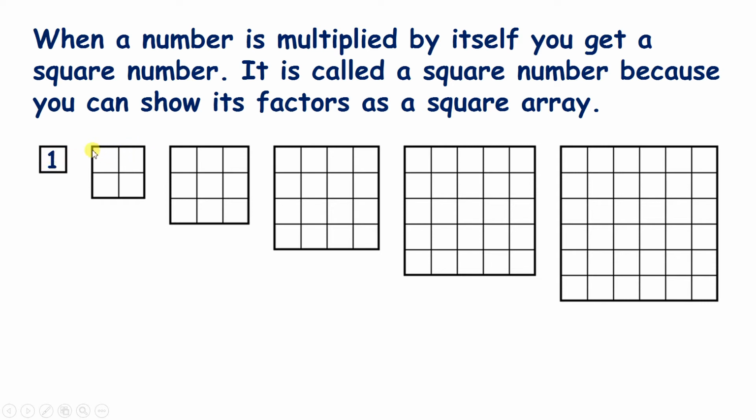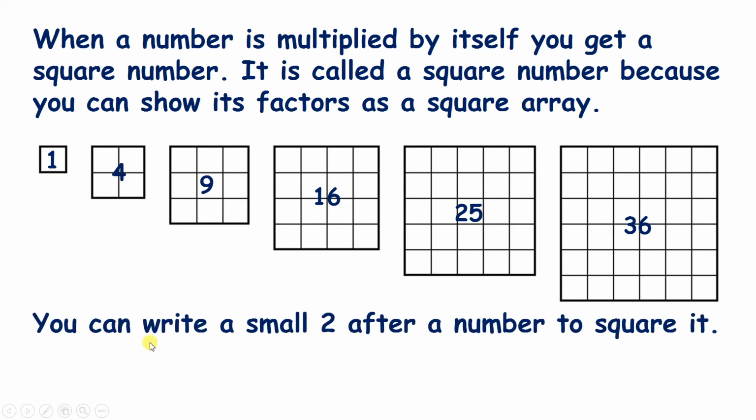Here we have a 2 by 2 array, which gives us 4 squares. Here we have 3 by 3, which gives us 9 squares. A 4 by 4 array gives us a total 16 squares. 5 by 5 gives us 25. And 6 times 6 gives us 36.